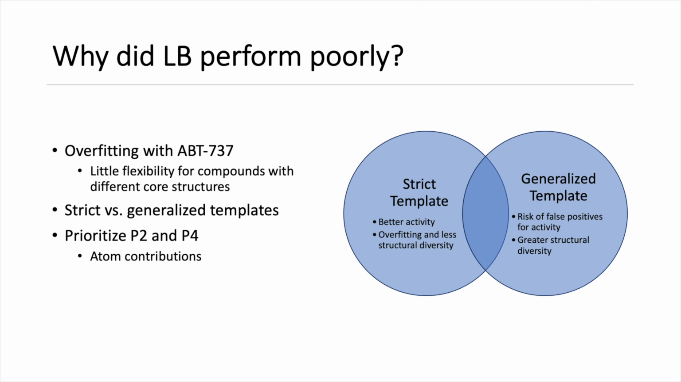Alternatively, P2 and P4 were demonstrated to be important for binding, and the chlorine atom in P2 greatly improved activity. If generating a reliable template with multiple compounds is limited, it may therefore be helpful to instead prioritize these features when generating the template, or increase the contributions of atoms in these regions, such that some strictness is retained while providing more flexibility in other regions.